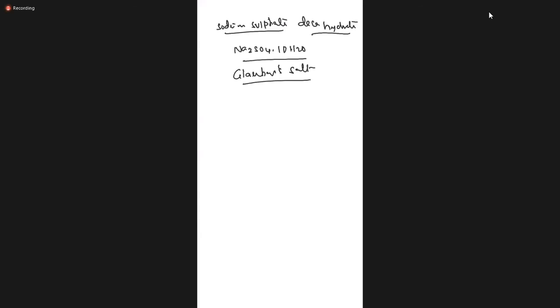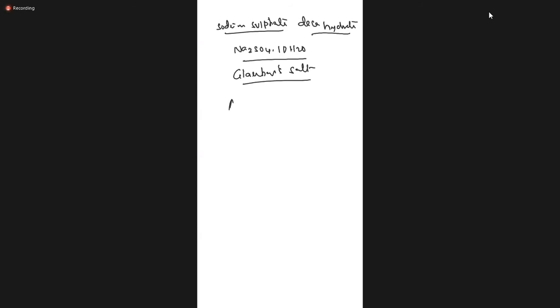Next, sodium sulfate. Sodium sulfate formula, otherwise it is called Glauber salt, decahydrate. Decahydrate formula Na2SO4 dot 10H2O, Glauber salt. So how to prepare that Glauber salt?